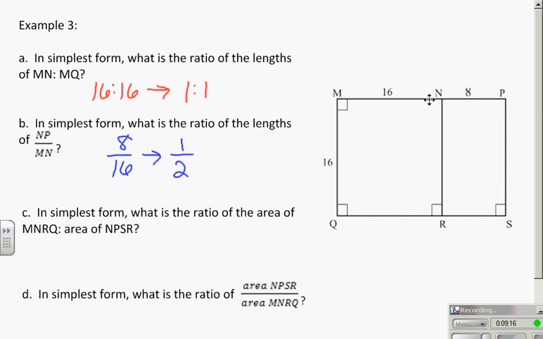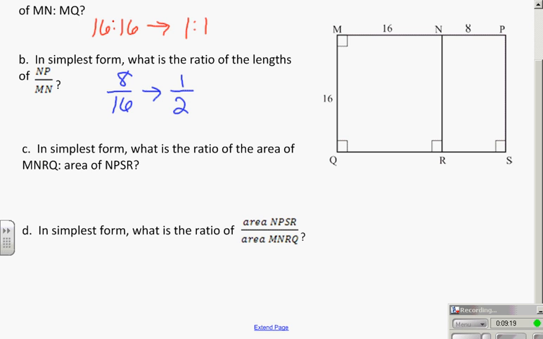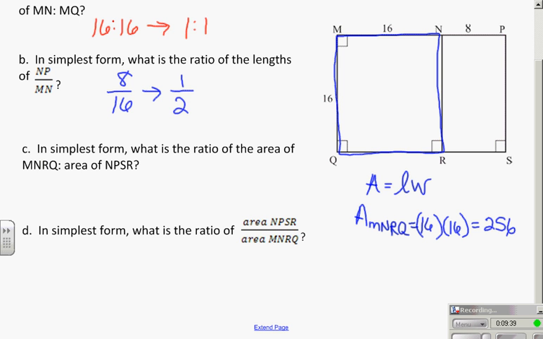Now C asks us to calculate the area. And if you remember, the area of a rectangle is length times width. So the area of MNRQ is 16 times 16, which is 256. The area of NPSR is going to be 16 times 8, which is 128, I believe.